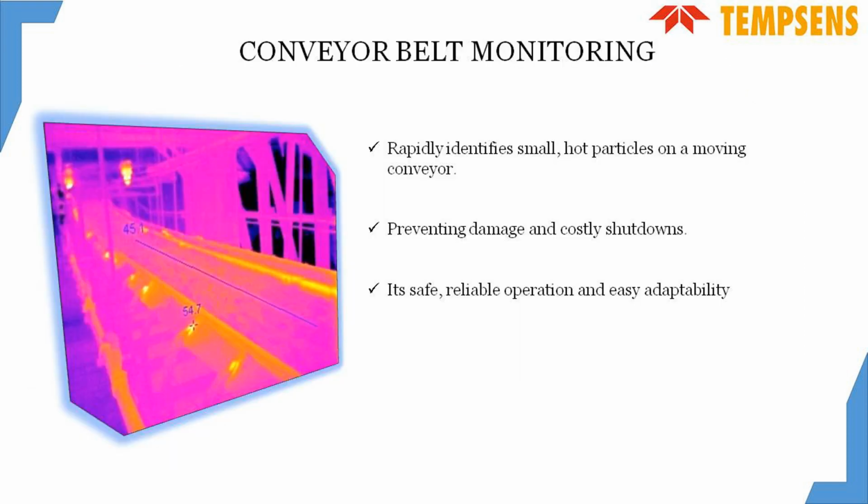Conveyor belt monitoring. Basically, on a conveyor belt you can see small hot particles on the moving conveyor, which can damage the conveyor belts. So damage and costly shutdowns can be prevented with the help of a thermal imaging camera. It offers safe and reliable operation and easy adaptability.